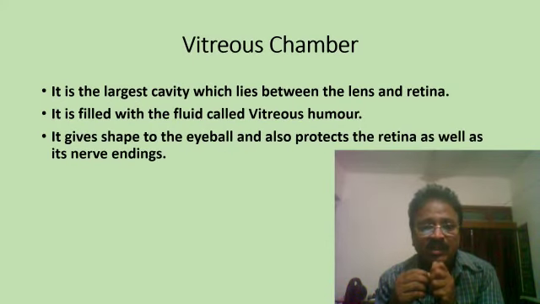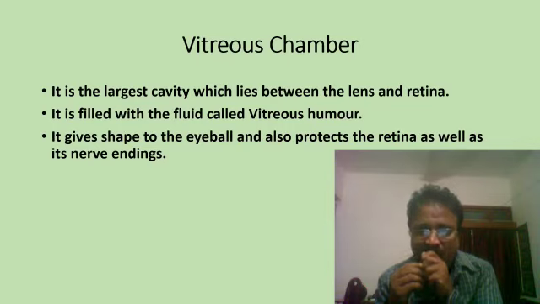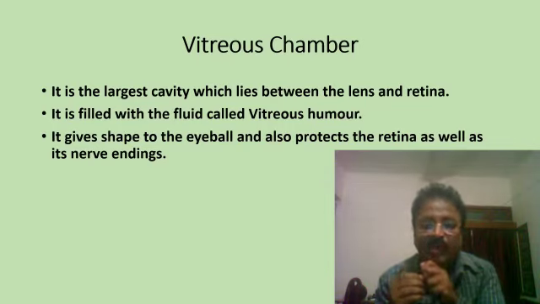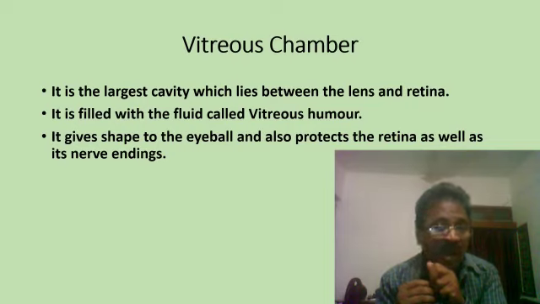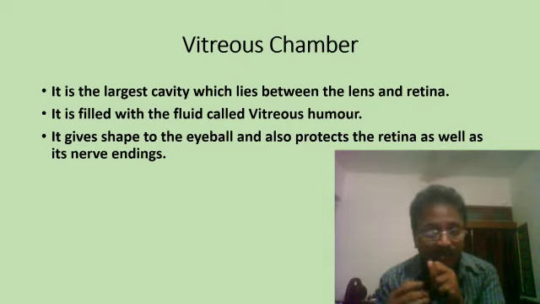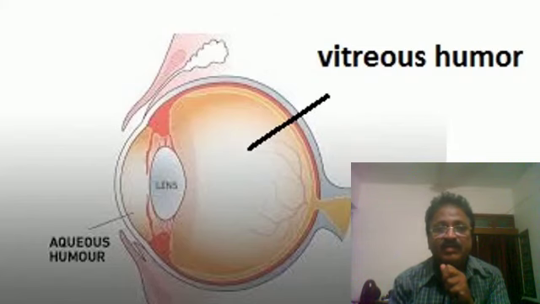Next, the vitreous chamber. It is the largest cavity which lies between the lens and the retina. It is filled with the fluid called vitreous humor. It gives shape to the eyeball and also protects the eye, protects the retina as well as its nerve endings. This is vitreous humor.